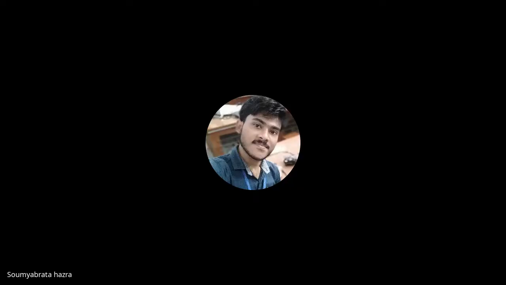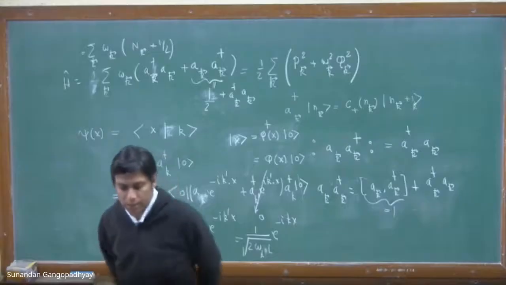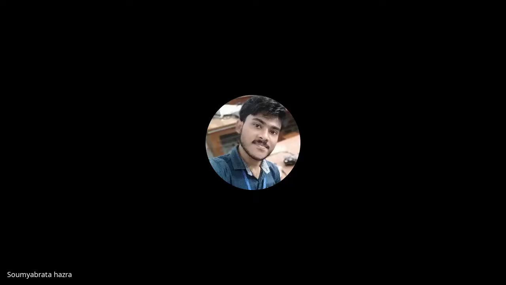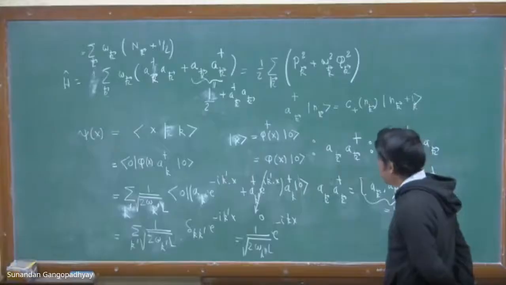Sir, I have a question. There you have acted phi dagger x on ket 0 and written it as ket x. So, can we write that as ket x, or should there be some other factors included there? I mean, in the structure of phi, there is integration over all the momentum states. So, will no factor be there?